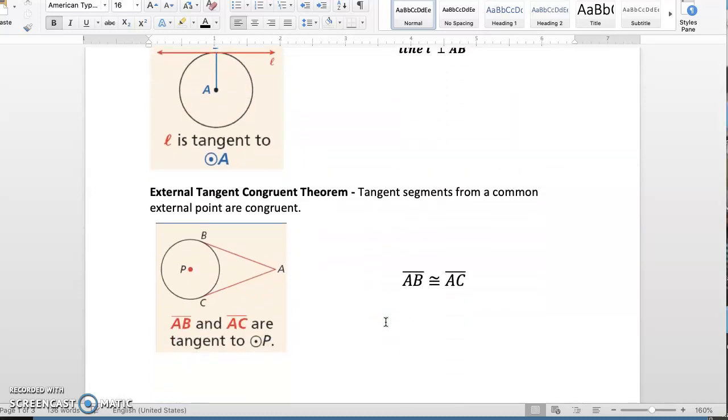The external tangent congruent theorem just states that for any external point from the circle, two tangent segments drawn from that same external point are congruent to each other. So point A is the external point from circle P, and if I was to draw a segment from A to B, and then a separate tangent segment from A to C, AB and AC have to be the same length, or they are both congruent to each other.